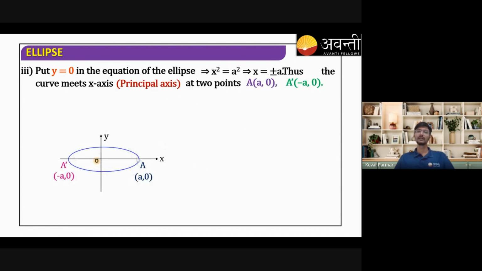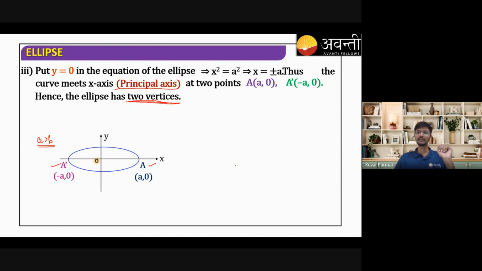As you can see, the curve cuts the x-axis at a comma 0 and minus a comma 0, which we represented by A and A dash. Also, you can see here there is a new word, which is principal axis. So x-axis is called the principal axis for the curve where a is greater than b. The ellipse has two vertices. I hope you know the definition of vertices. What are those vertices? They are A and A dash. Vertices are the points of intersection of the curve with the axis.